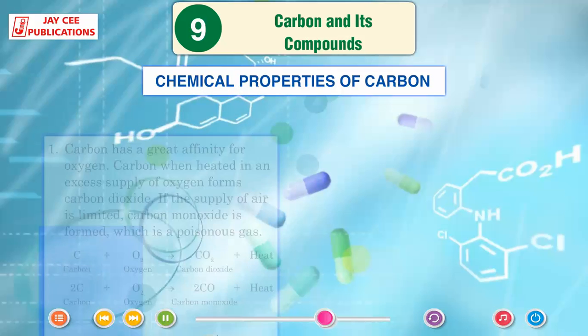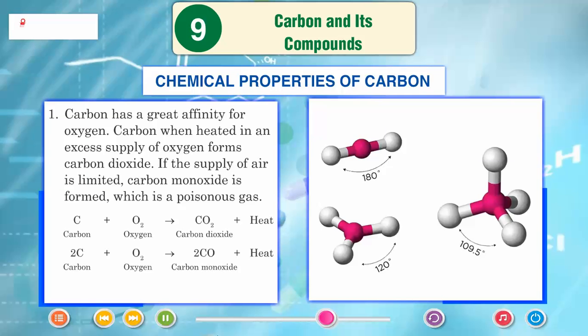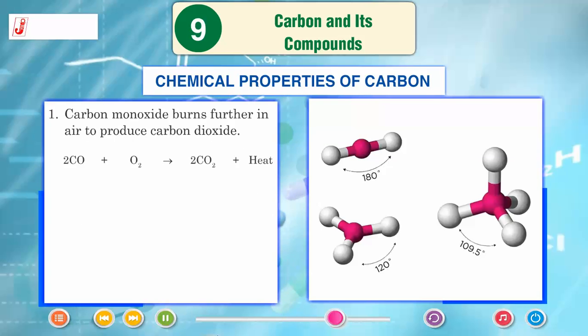Chemical properties of carbon. Carbon has a great affinity for oxygen. When heated in an excess supply of oxygen, it forms carbon dioxide. If the supply of air is limited, carbon monoxide is formed, which is a poisonous gas. C (carbon) plus O2 (oxygen) gives CO2 (carbon dioxide) plus heat. 2C plus O2 gives 2CO (carbon monoxide) plus heat. Carbon monoxide burns further in the air to produce carbon dioxide. 2CO plus O2 gives 2CO2 plus heat.